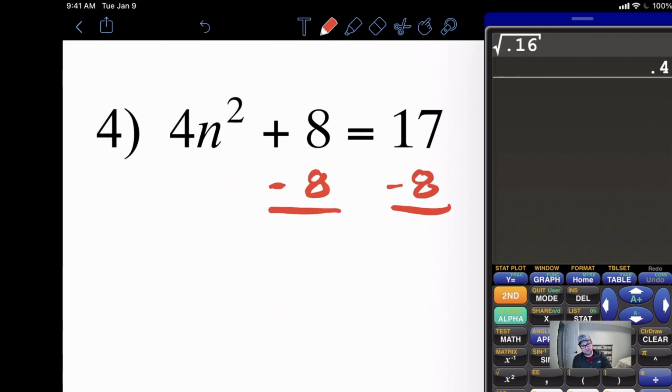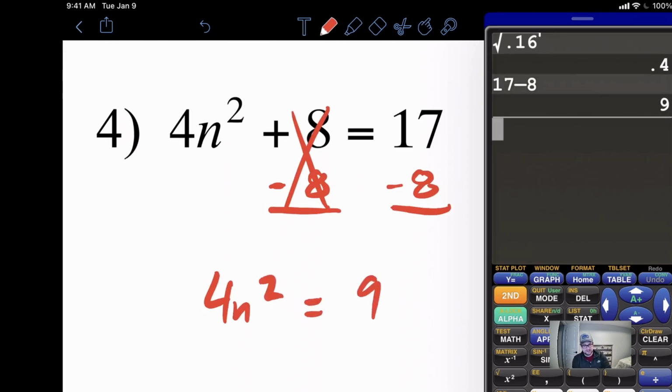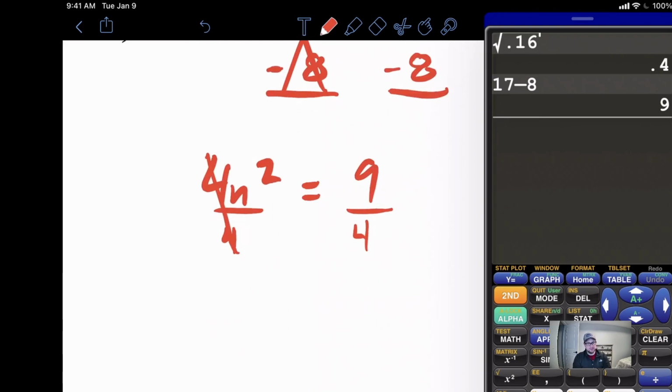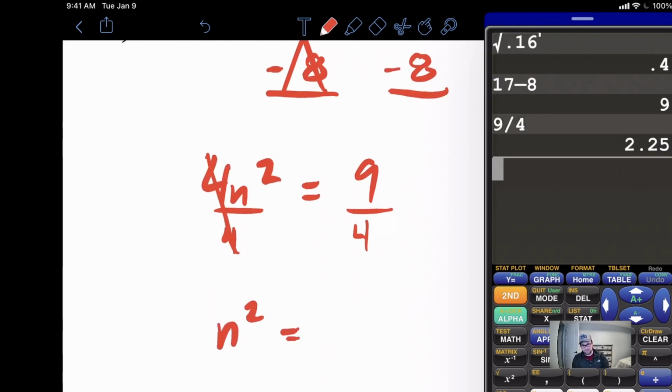We're going to subtract it because we were adding it before. So I'm going to be left with 4n squared is equal to 17, take away 8 is 9. Now I'm going to divide off the 4 and divide off the 4. So I'm going to be left with n squared is equal to 9 divided by 4, which is 2.25.